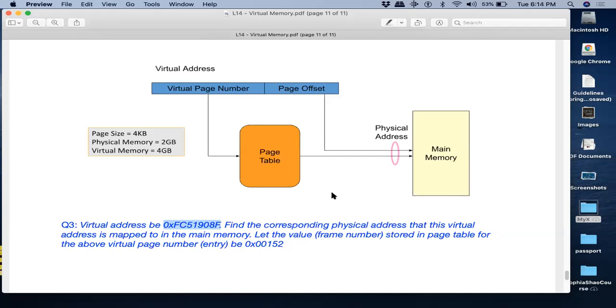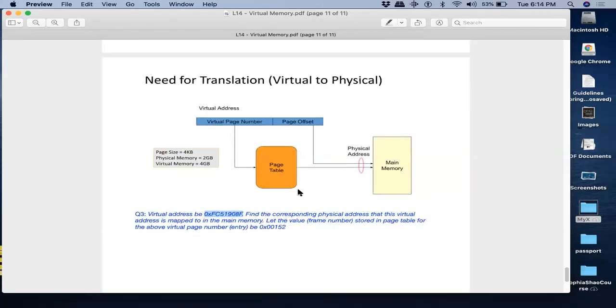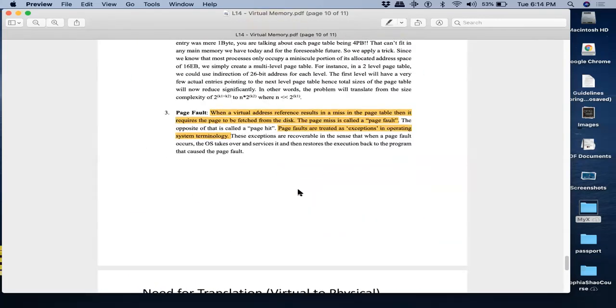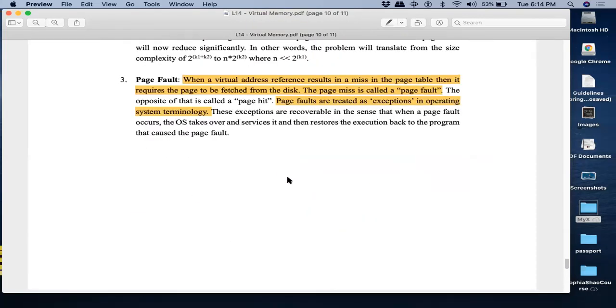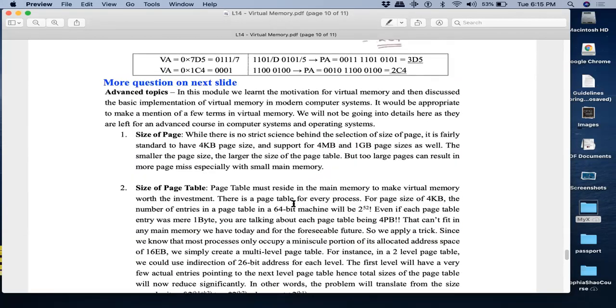So we still have 2 minutes. If you can try it out right now, that's great for me as well and for you. But yeah, that ends our discussion on virtual memory. Some key points, I can just go over this quickly.